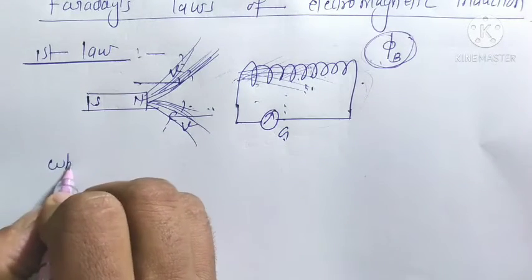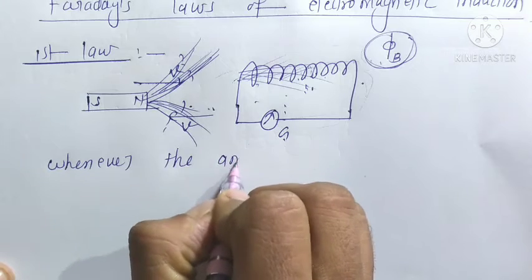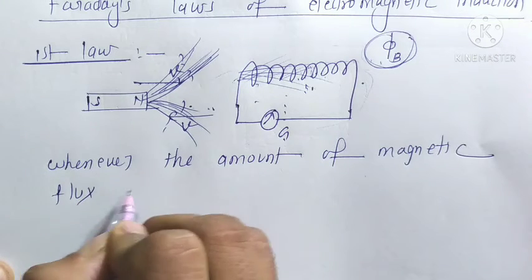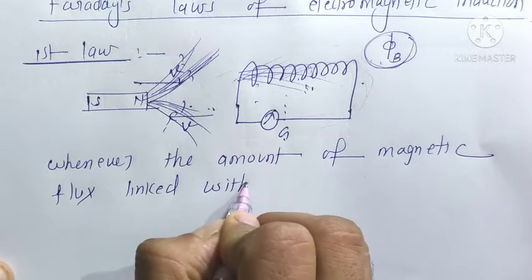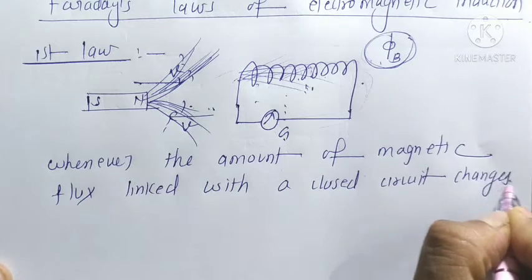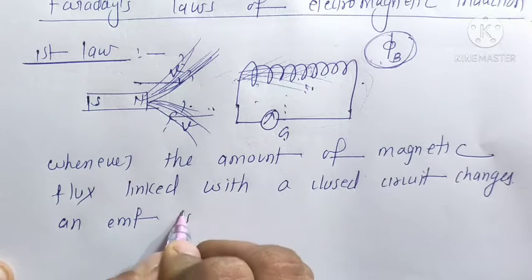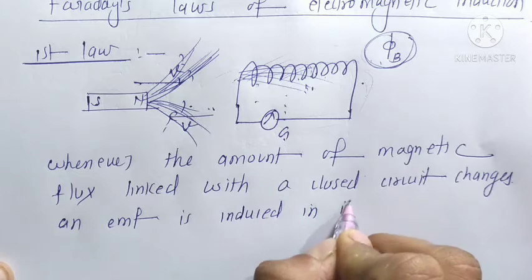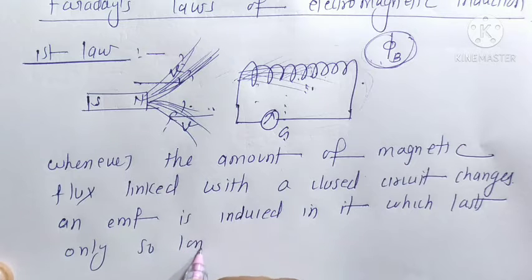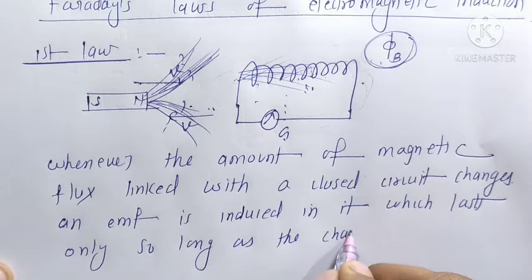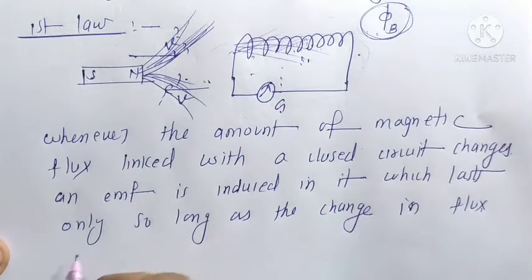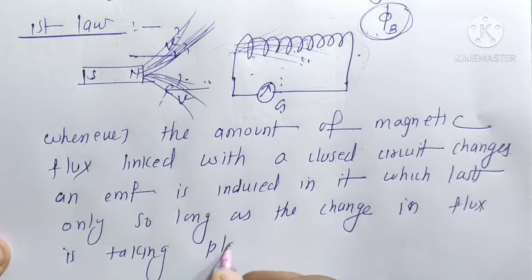So whenever the amount of magnetic flux linked with a closed circuit changes, an EMF is induced in it, which lasts only so long as the change in flux is taking place. So this is our first law.